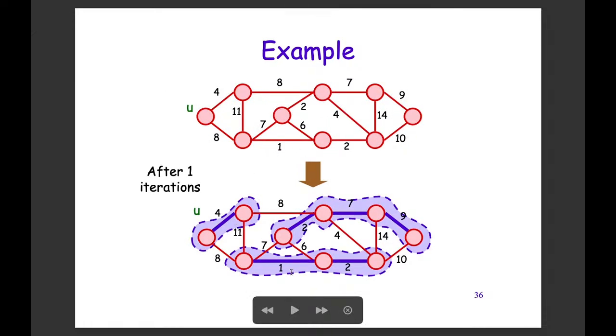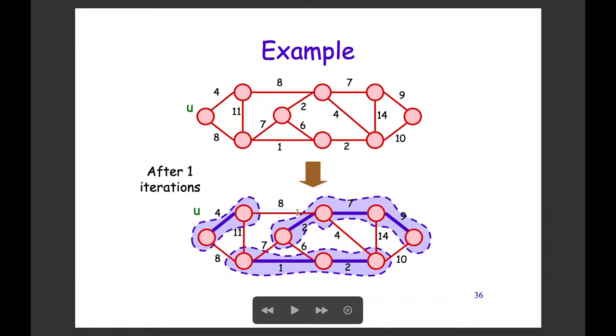And then for each node, we will find the shortest edge connecting this one to the other one. So for this blue one, the shortest edge is this 4. For this blue one, it is connecting to the outside by 8, 7, 6, 4, 14, and 10. So 4 is the smallest. And then for this node, this 8, 11, and 8, this 8 is the smallest.